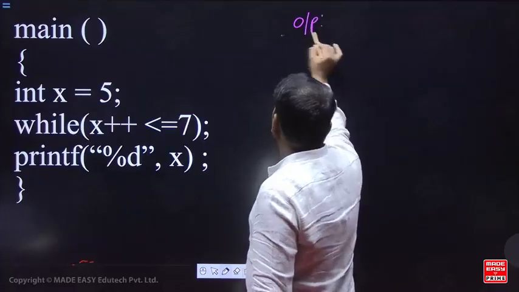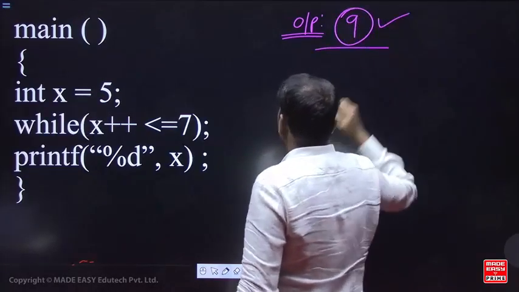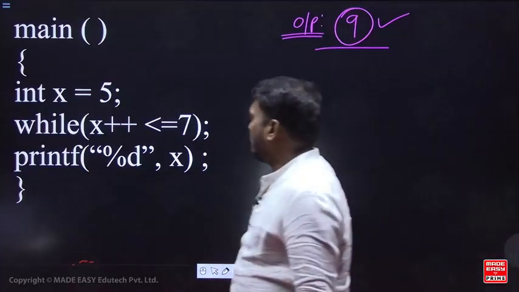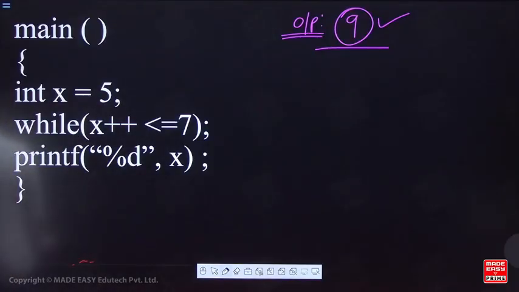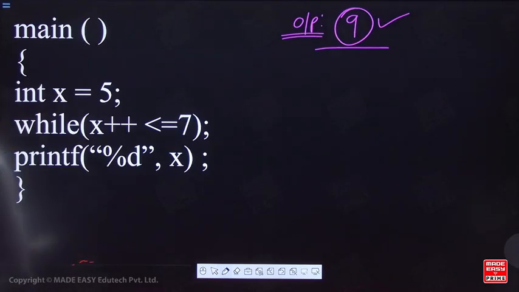So the right answer is what it will print: 9. 9 is the right answer. Please understand here. That is the post increment. So why are you confusing? Right, so the right answer is 9. So how is 9 the right answer?